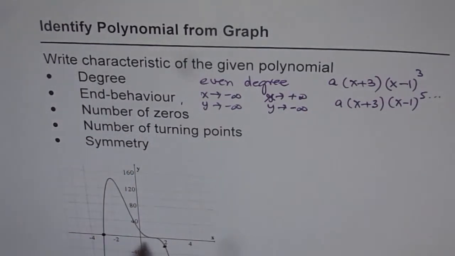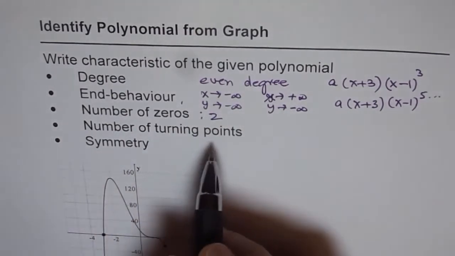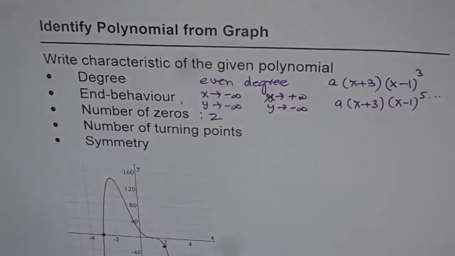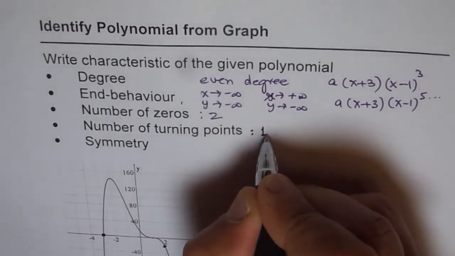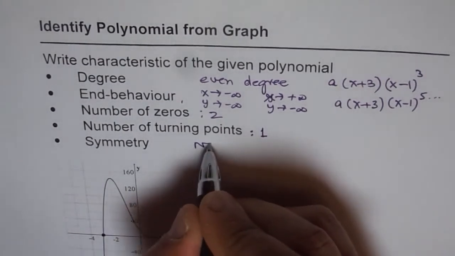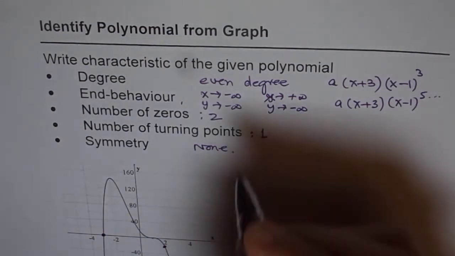Number of zeros. The number of zeros in this graph is 2. Number of turning points. Now you can count from here that it turns only once. So number of turning points is 1. Symmetry is none. Right? So these are the answers to this particular question.